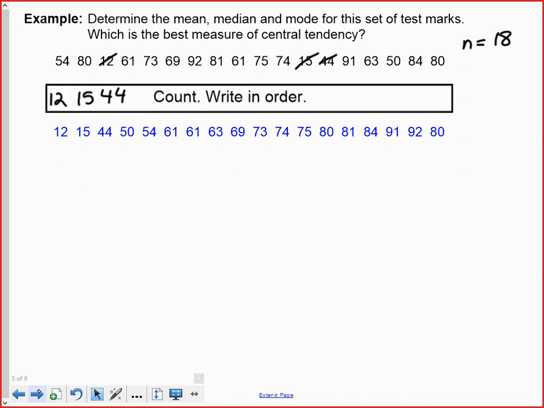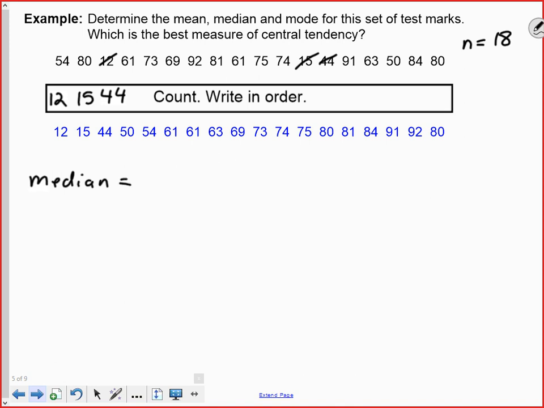Okay, and after I've made this list, I'm going to count the number of numbers again just to make sure I got all of them in my list. So 2, 4, 6, 8, 10, 12, 14, 16, 18. Okay, so I still have 18. Perfect. Okay, once these numbers are written in order, let's start with the median. Having them in order just makes all of these easier to calculate.